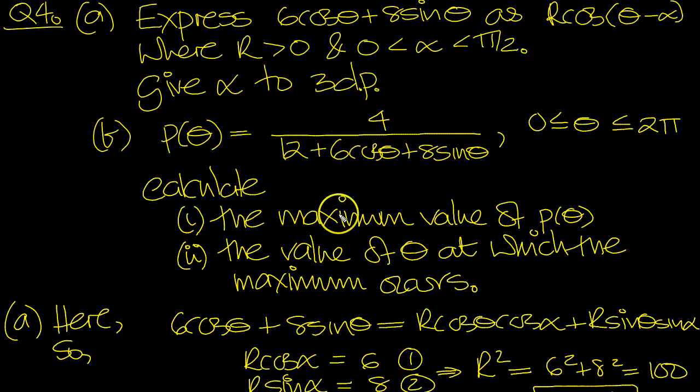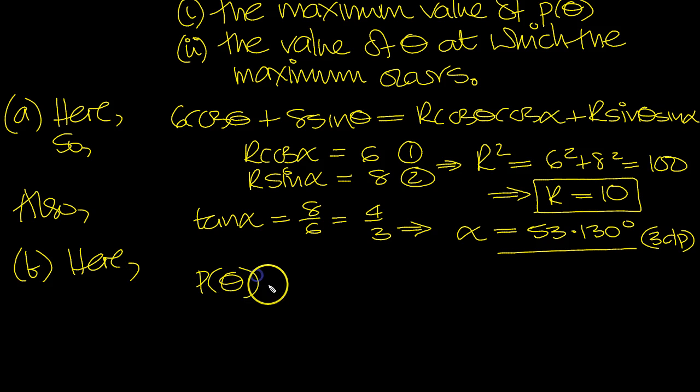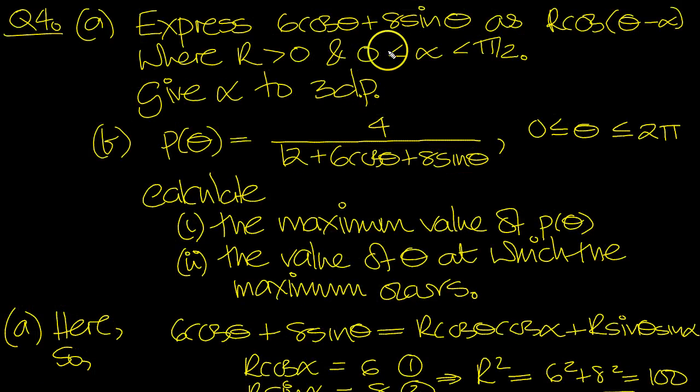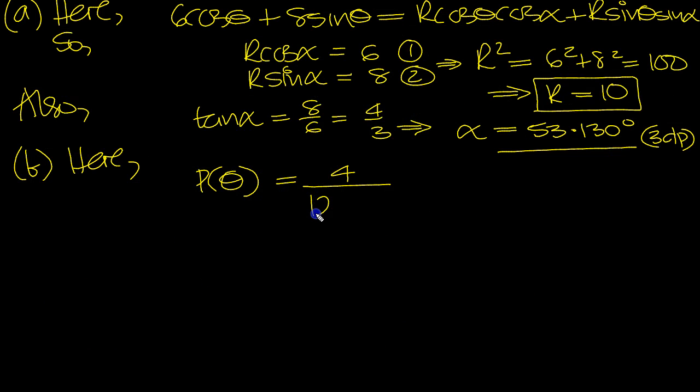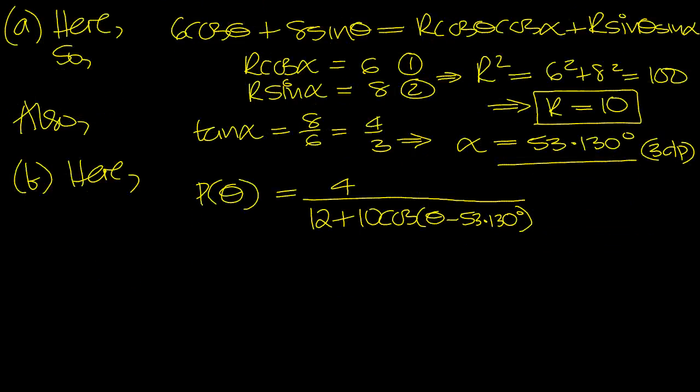P theta is equal to this, the maximum value of P theta. So here, part B, P of theta is equal to 4 over, and it was the thing we had, wasn't it? 12 plus 6 cos theta plus 8 sin theta, and we've done 6 cos theta plus 8 sin theta, so it's just 12 plus this r cos(theta minus alpha). 12 plus r, which is 10, cos(theta minus 53.130 degrees). So that's P theta.